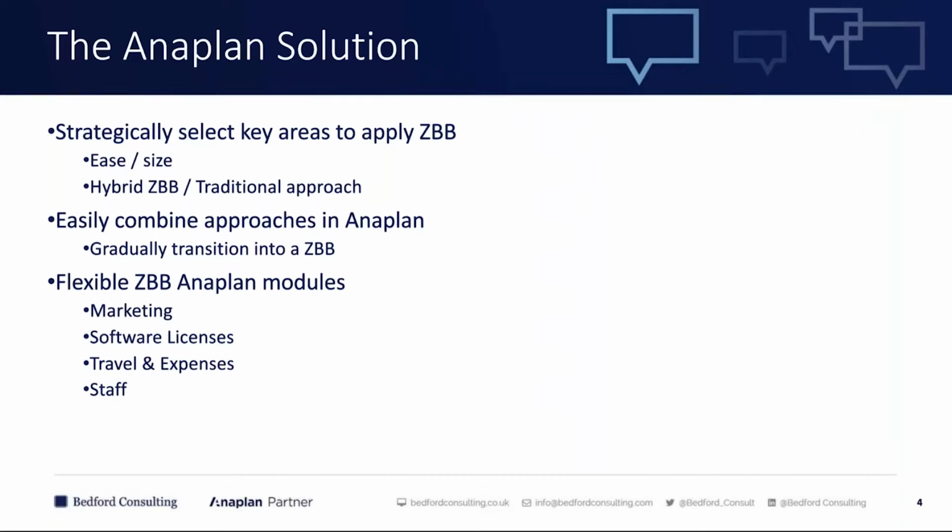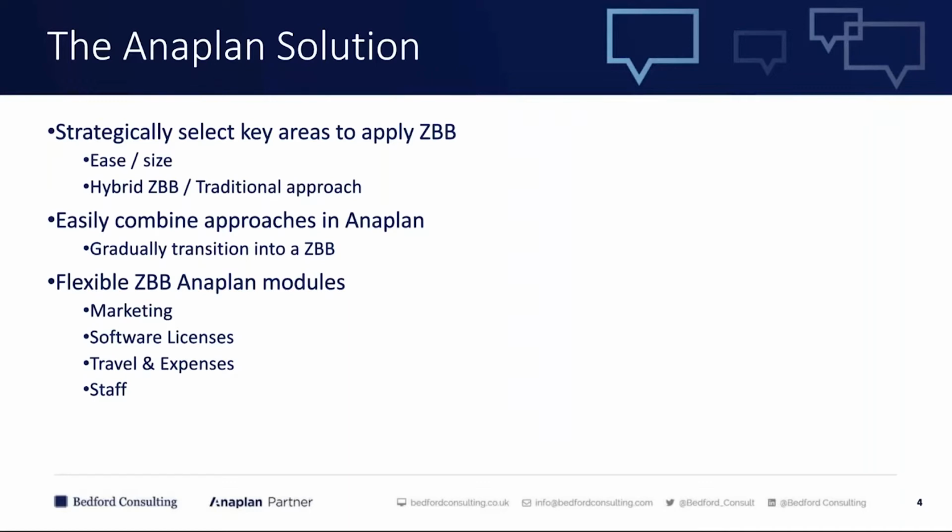So strategically selecting key areas to apply the zero-based budgeting approach is key. And that could be based on, for example, ease. So you may say that certain areas of your budget are easier to apply zero-based budgeting to, or it could be based on size. So you could say, let's just pick the main costs, the key cost contributors, the most material costs that we have. Let's look at zero-based budgeting on those, and for everything else, we would use a traditional or incremental budgeting approach.